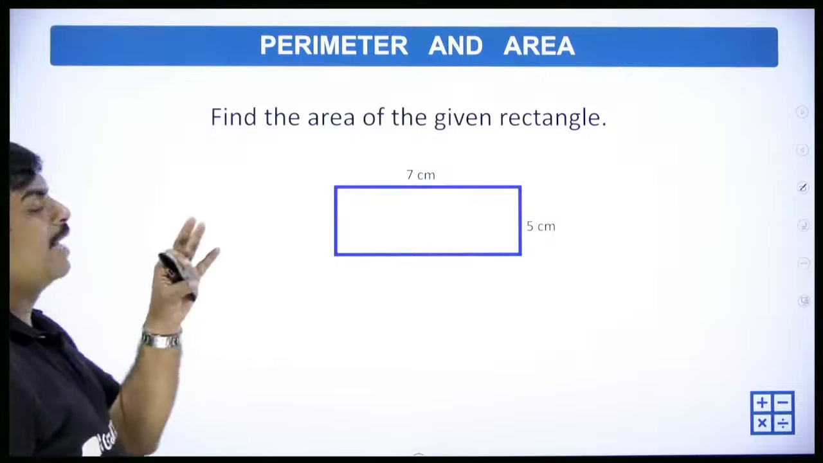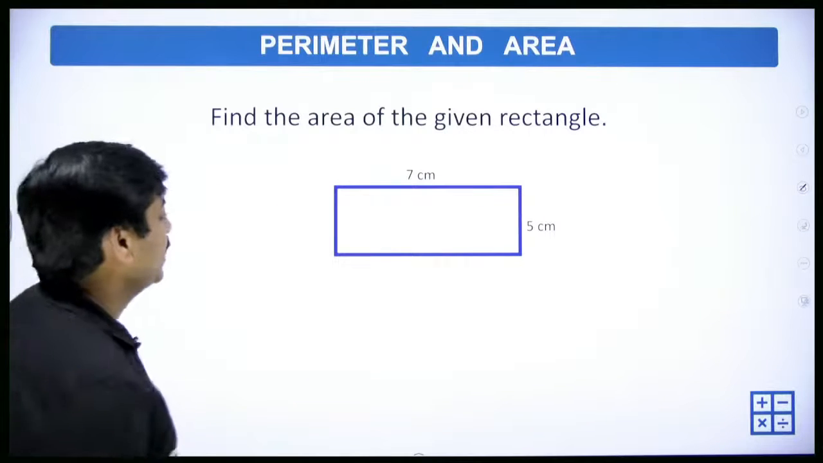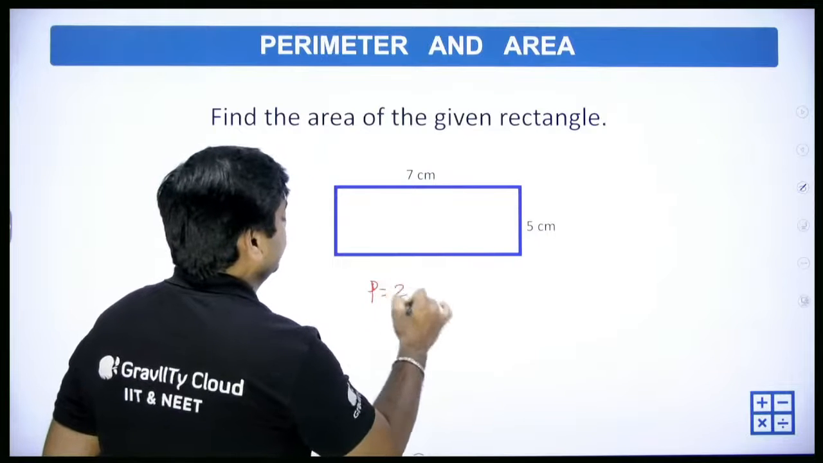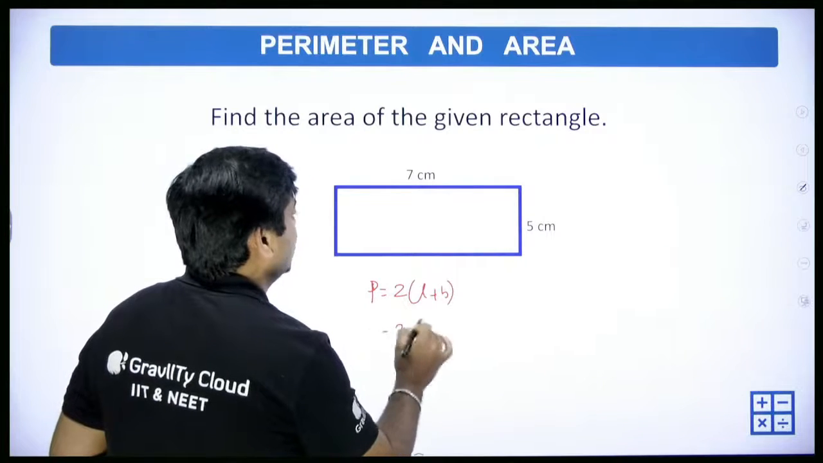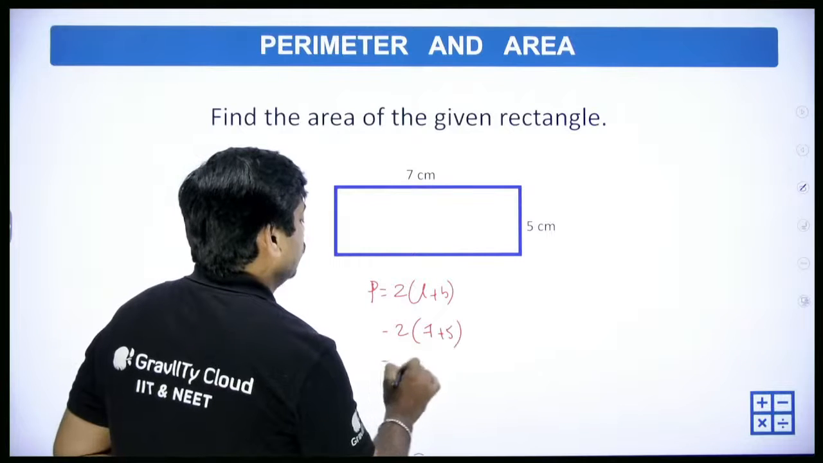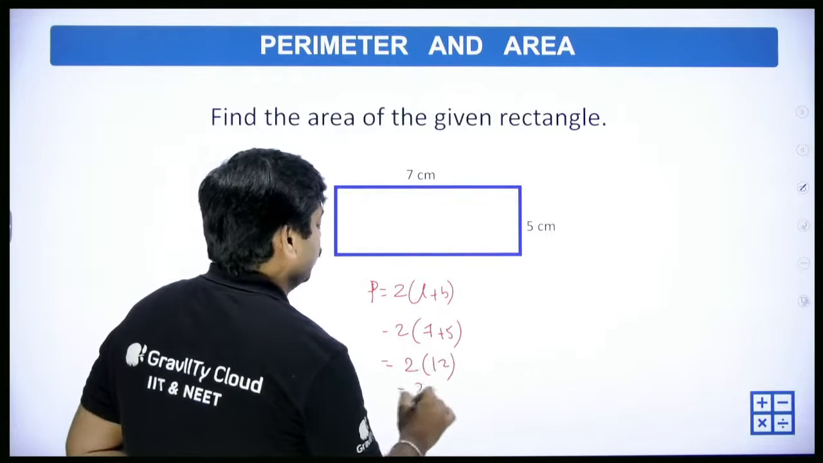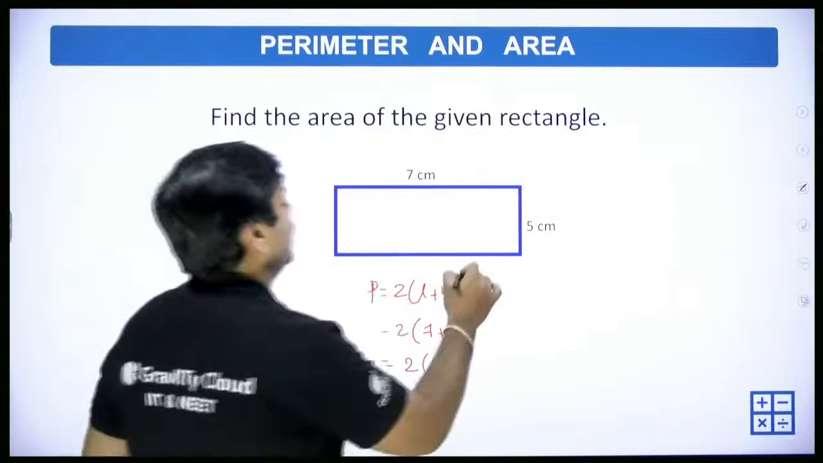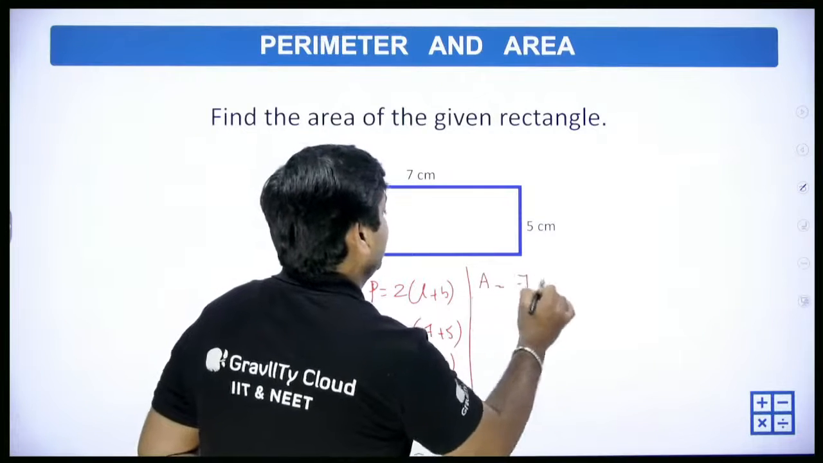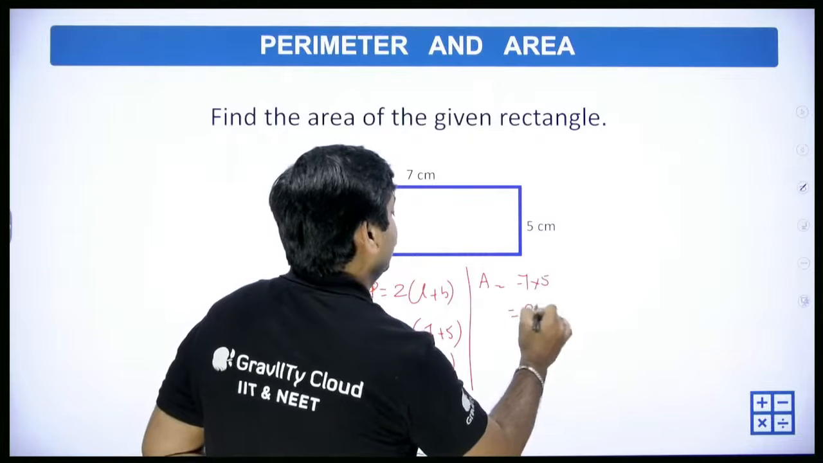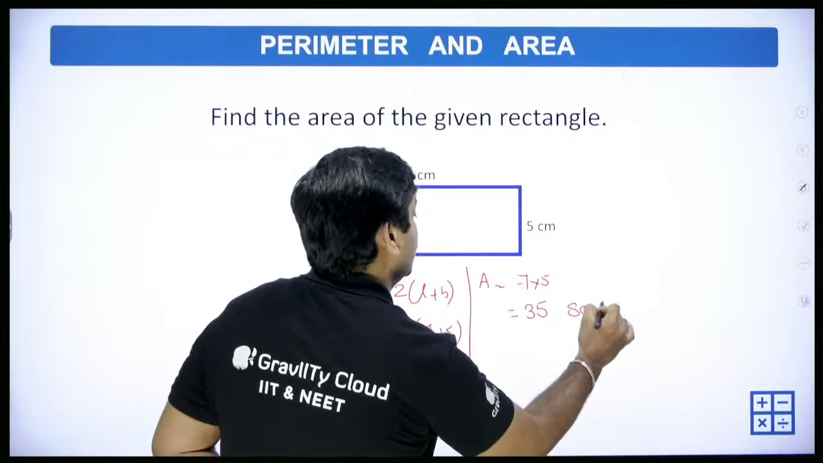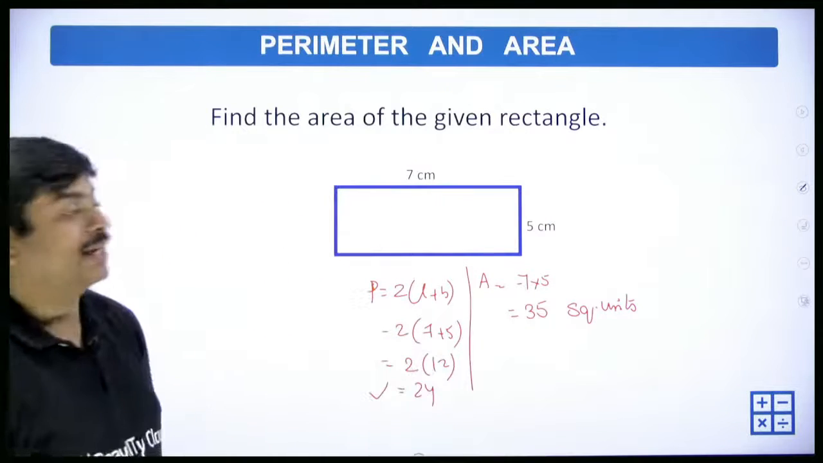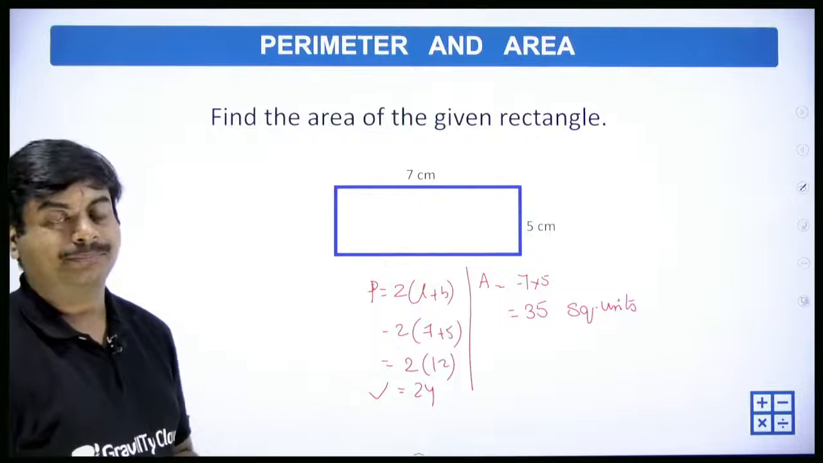Find the area of the given rectangle. If you go for the perimeter, it's 2 times (length plus breadth). So 2 times (7 plus 5) is 2 times 12, that is 24. Even the perimeter is 24. But now we need to find the area, right? So area is length into breadth. 7 into 5 is 35 square units.